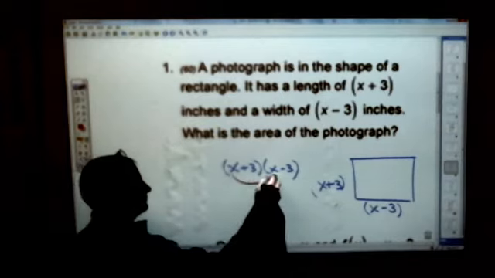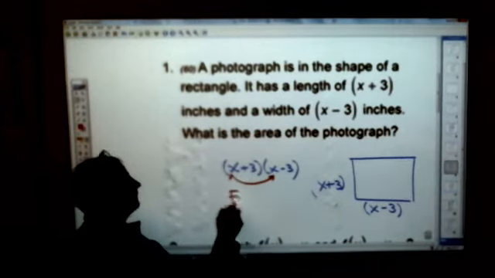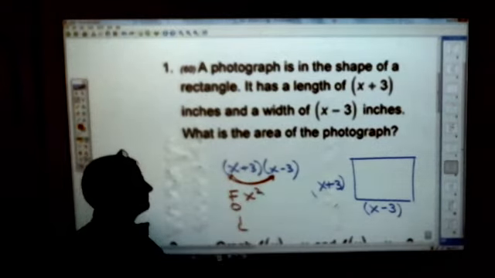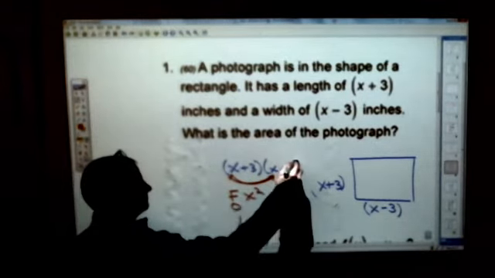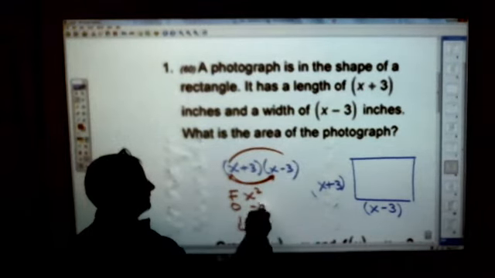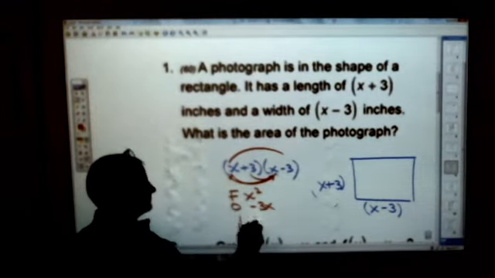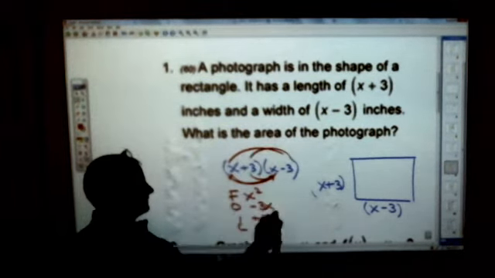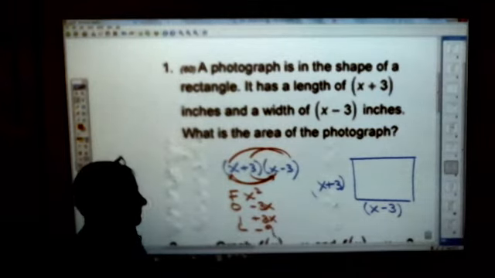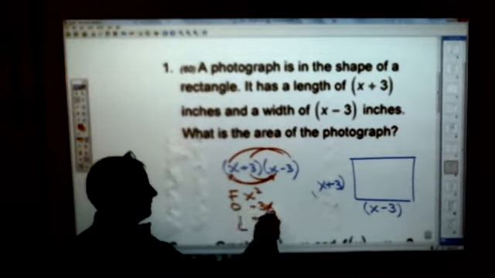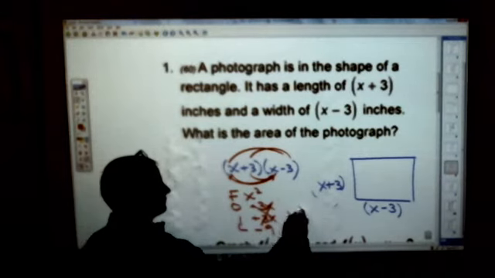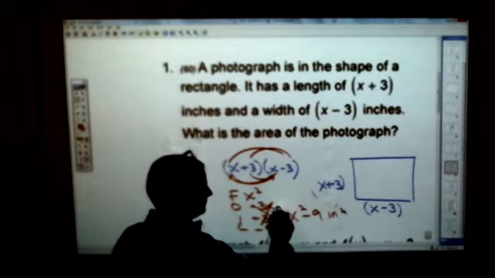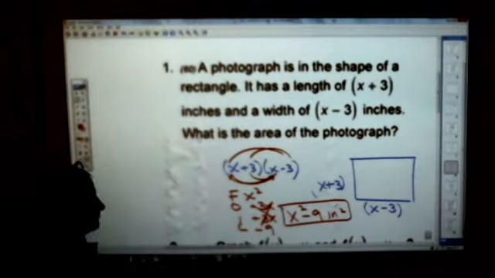And the first 2 terms, oh, we should write it out. FOIL, first 2 terms is x squared, correct? Yes. The outside term, negative 3 times x, is negative 3x. Inside term is plus 3x. And the 2 last terms multiplied together is a negative 9. And these are opposite terms, that's why they drop out. And you're just left with x squared minus 9 for your answer. Technically it's inches squared, but that's that.